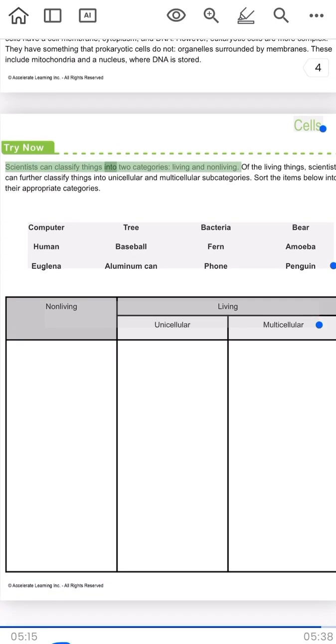Scientists can classify things into two categories, living and non-living. Of the living things, scientists can further classify things into unicellular and multicellular subcategories. Sort the items below into their appropriate categories.